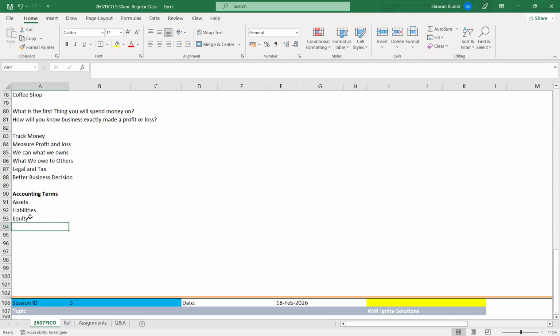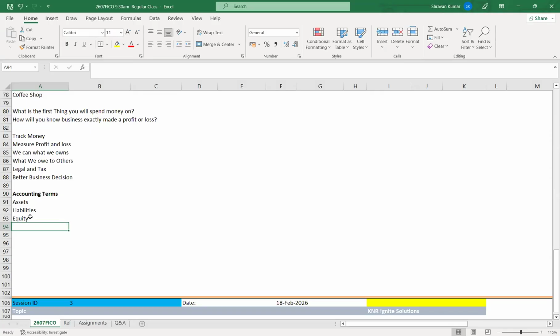So this is called equity. Equity represents the owner's investment, or the ownership we can say, in the business. It's often called the owner's capital. So for example, you brought 10 lakh rupees and the bank gave you a loan of 2 lakhs. Now the business has assets of 12 lakhs.